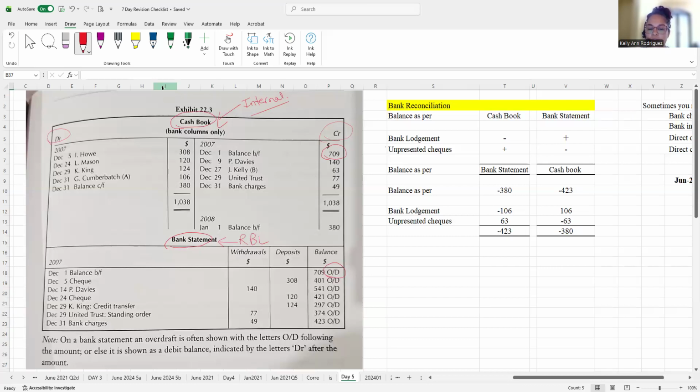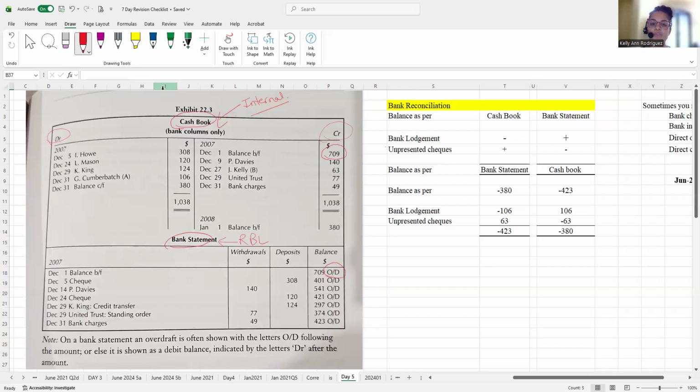So when you see overdraft or you see a credit balance, you have to remember this not just for bank reconciliation, but for anything that deals with your cash book. In multiple choice questions, they will ask, what does this amount represent? What does it tell you to have a credit balance? It means the business is owing the bank that amount of money.